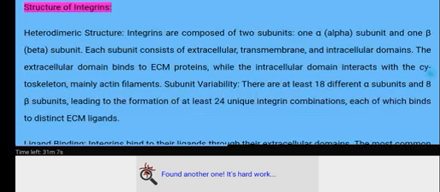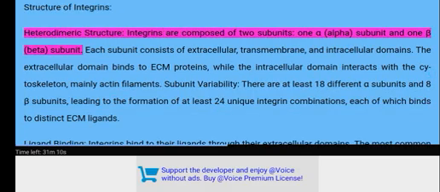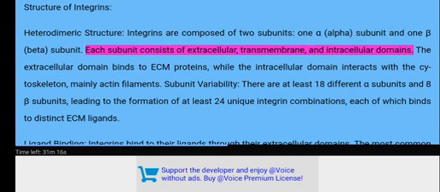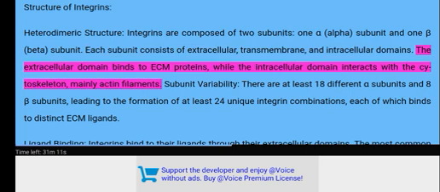Structure of integrins. Heterodimeric structure. Integrins are composed of two subunits, one alpha subunit and one beta subunit. Each subunit consists of extracellular, transmembrane, and intracellular domains. The extracellular domain binds to ECM proteins, while the intracellular domain interacts with the cytoskeleton, mainly actin filaments.